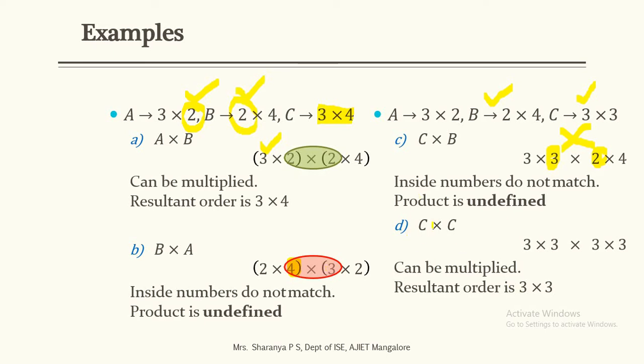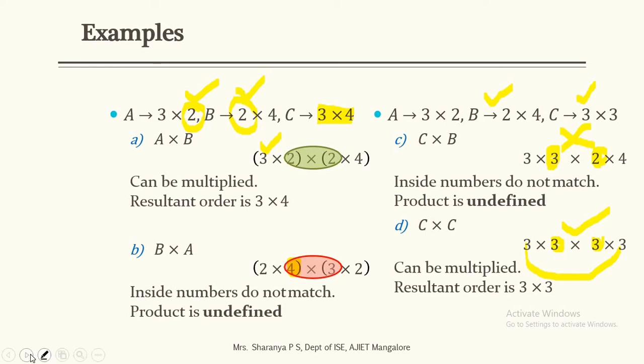Now, one more last example, C cross C. That is C multiplied by C. It has the order 3 cross 3, so definitely it is allowed to perform the matrix multiplication. And the resultant matrix order will once again be 3 cross 3.